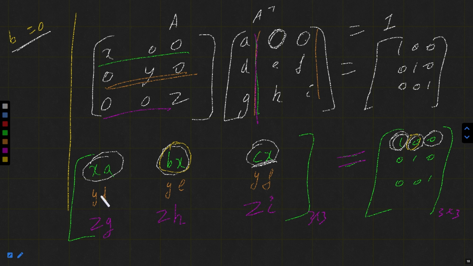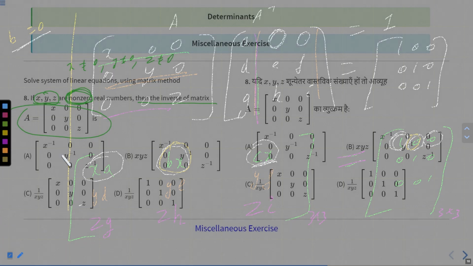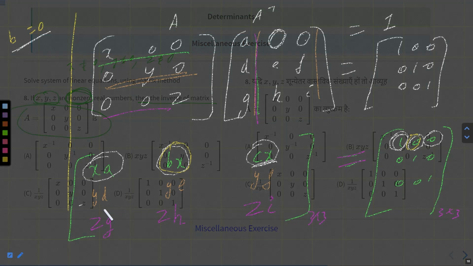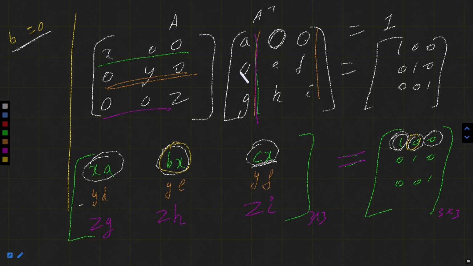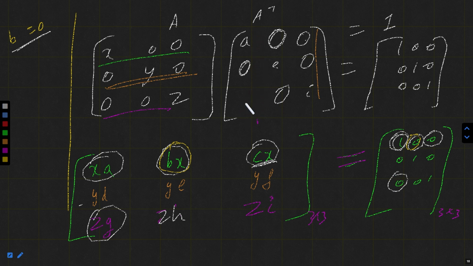Also y is non-zero, we already know that x, y, z are non-zero. So this means d is 0. Here yf is 0, this means f will be 0. h will be 0, since zh is 0. Comparing this to this, you will have g will be 0. Now what entries are you left with? a, e, and i.